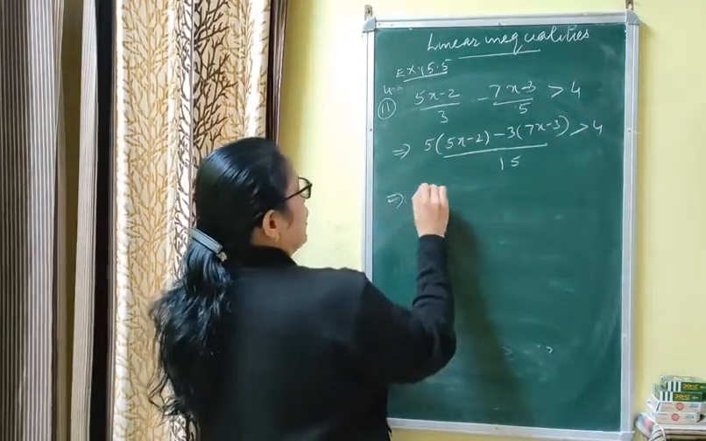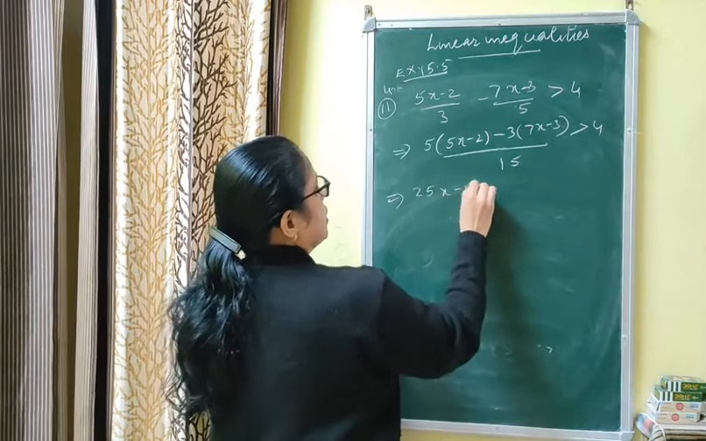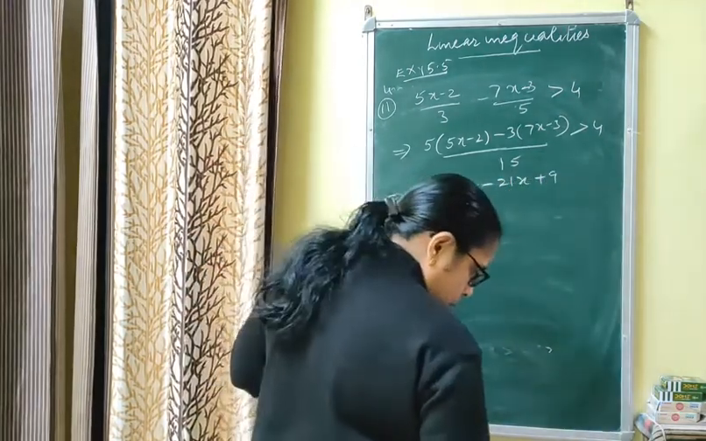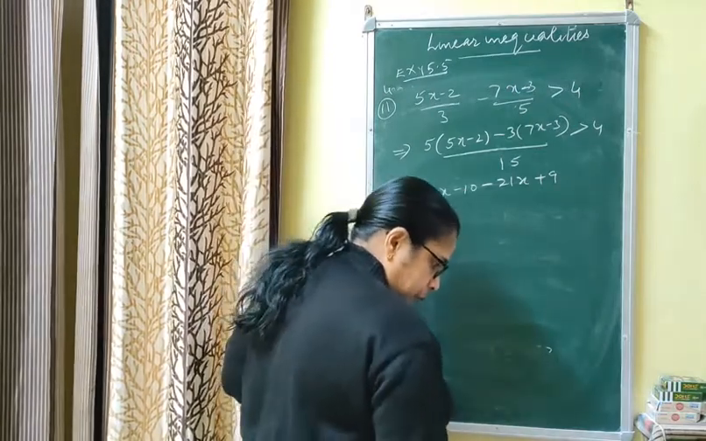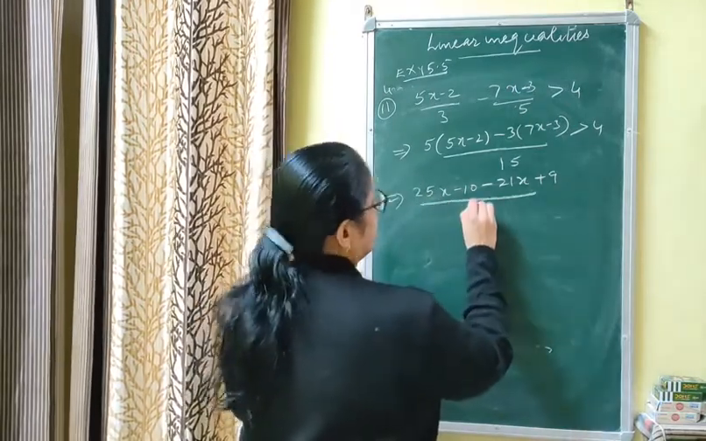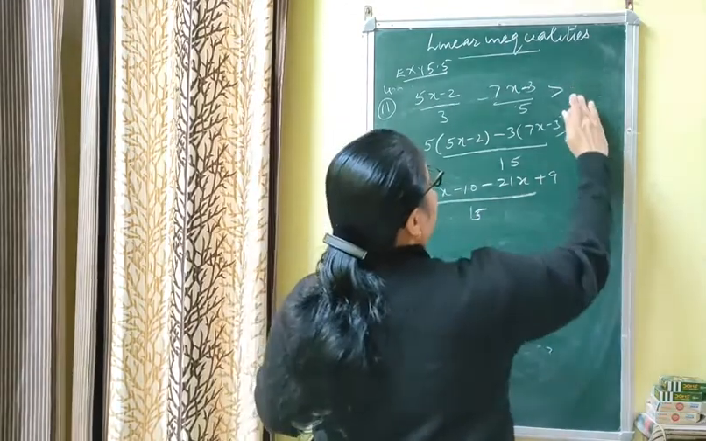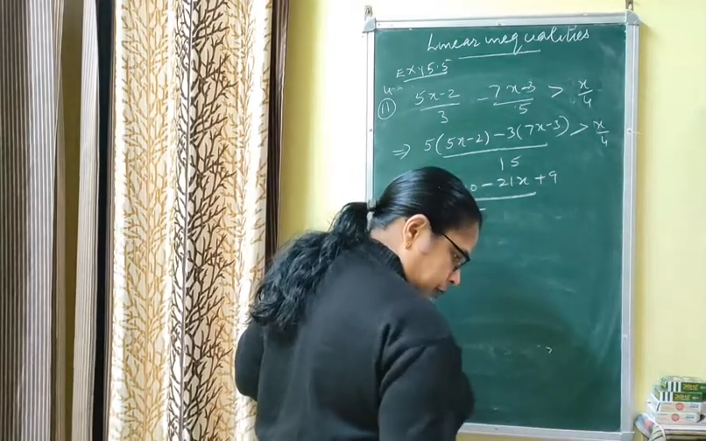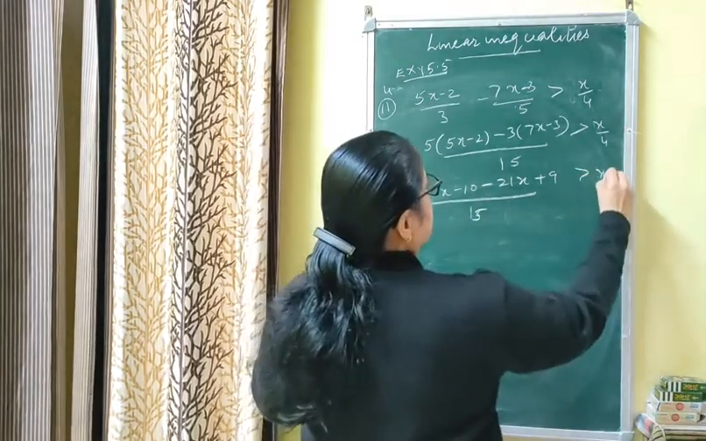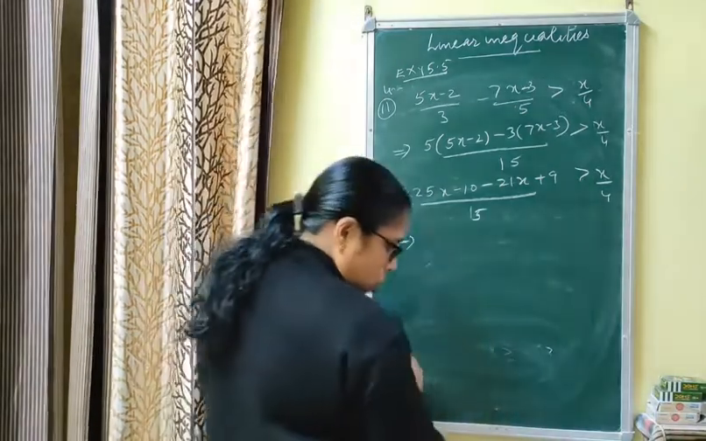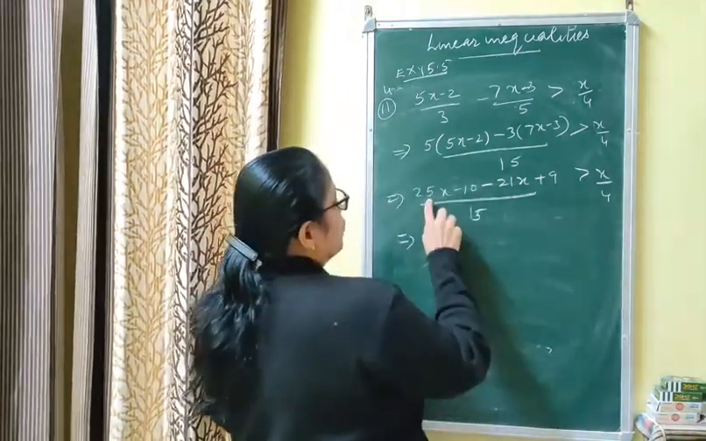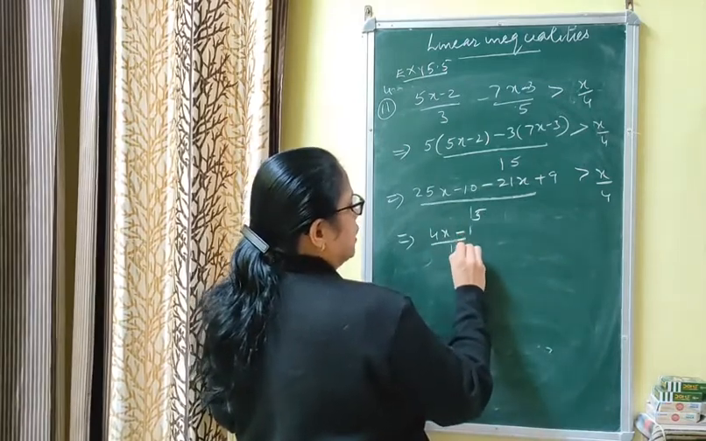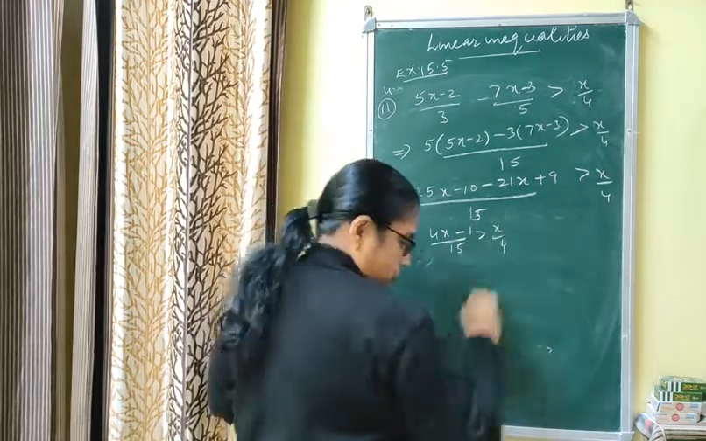Then by opening the bracket, you will get (25x minus 10 minus 21x plus 9) whole upon 15 is greater than, the right side is x by 4. Correct the question, this is greater than x by 4. That means if you solve this, you will get 25 minus 21, that is (4x minus 1)/15 greater than x/4.